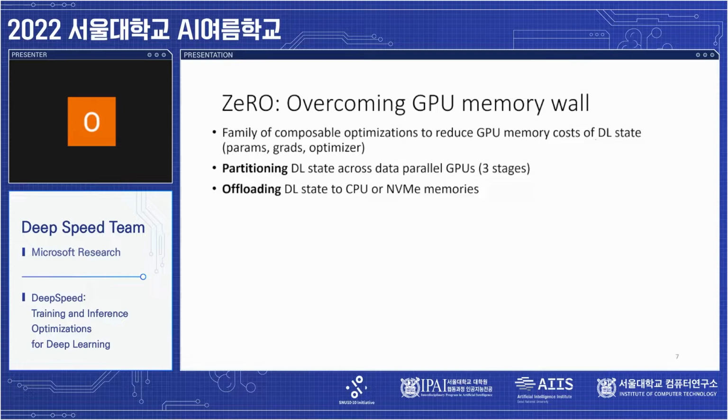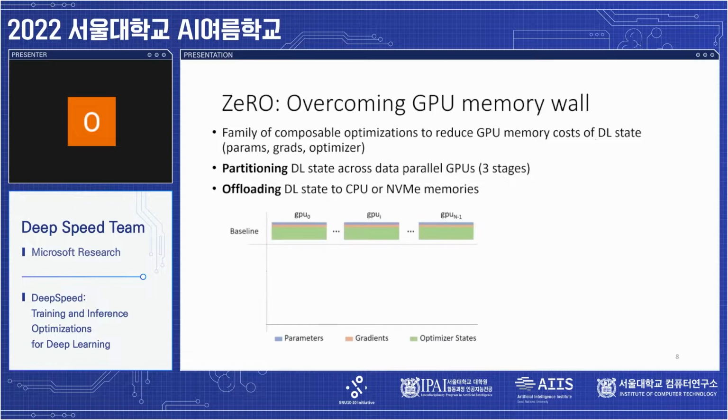ZeRO will partition the training state across the data parallel GPUs. And we have 3 stages of partitioning techniques that I'll describe later. ZeRO also does offloading. It offloads the deep learning states to CPU and NVMe memories, which usually have much larger capacities than GPU. So let's look through how this works.